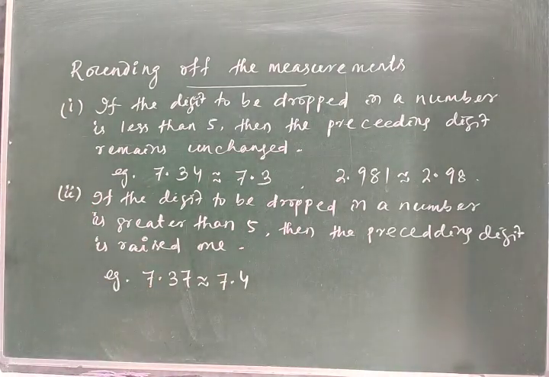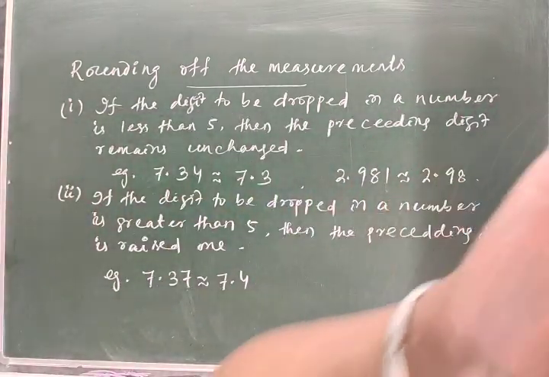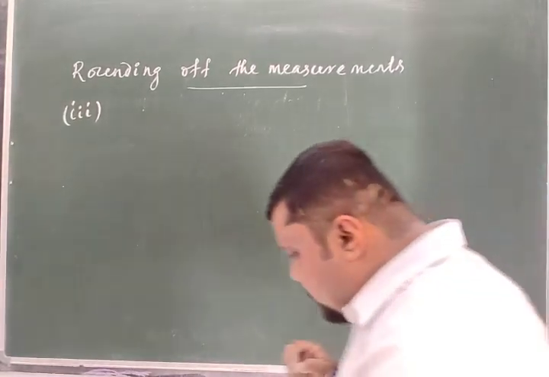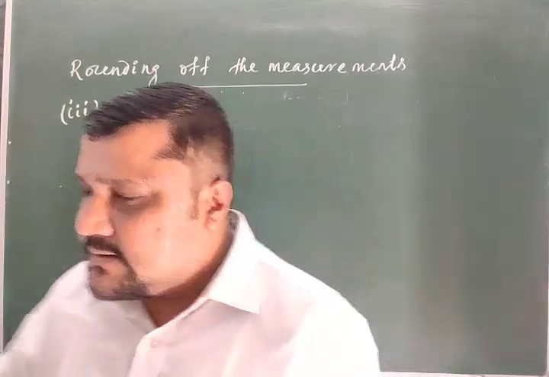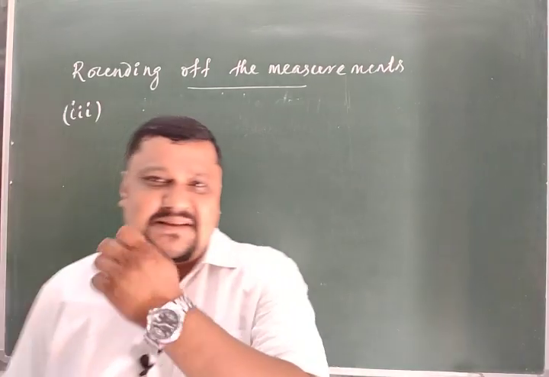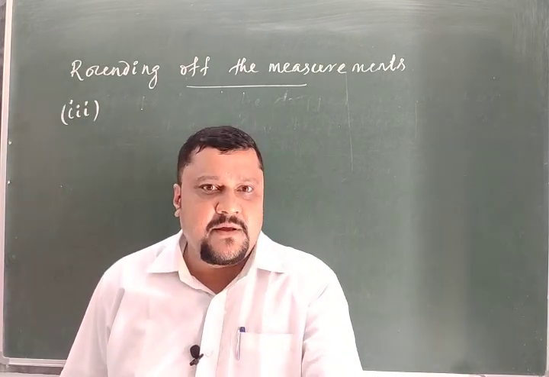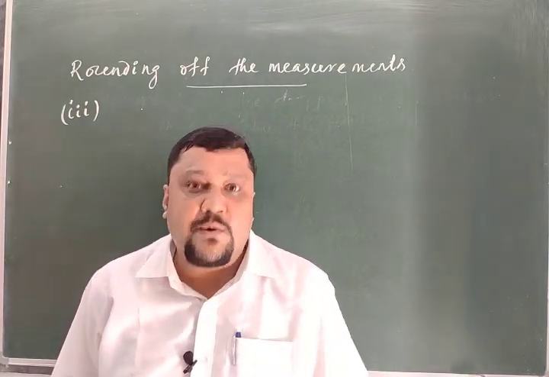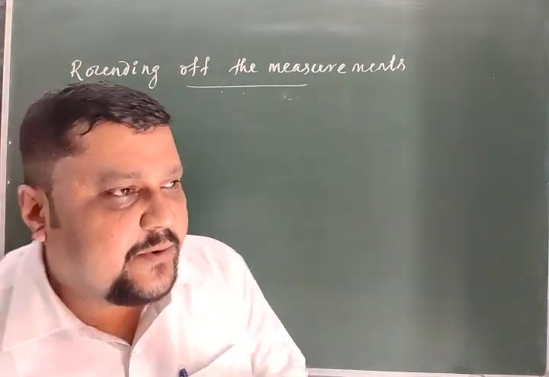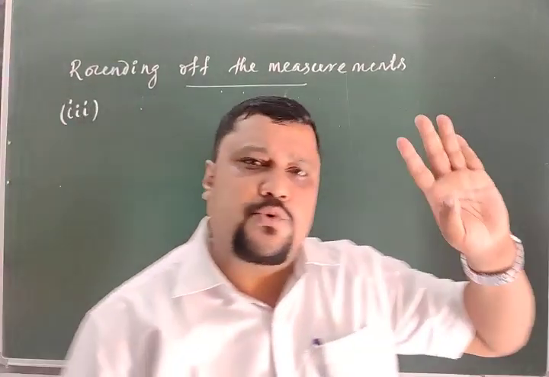Then I will go for rule number 3. Let me erase this one. The last two rules we have discussed are for when the digit to be dropped is less than 5 or greater than 5. Now a question arises in your mind: if the digit which is dropped is 5, then what will we do? That is the important thing. And these two rules you are already using and are familiar with.